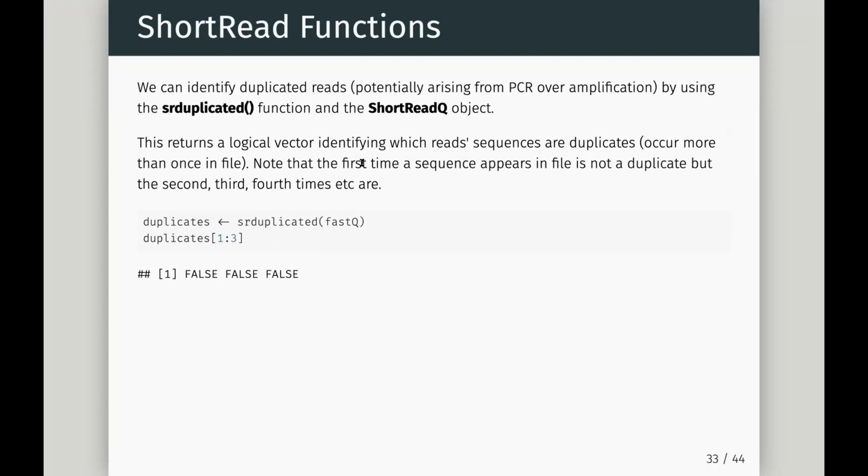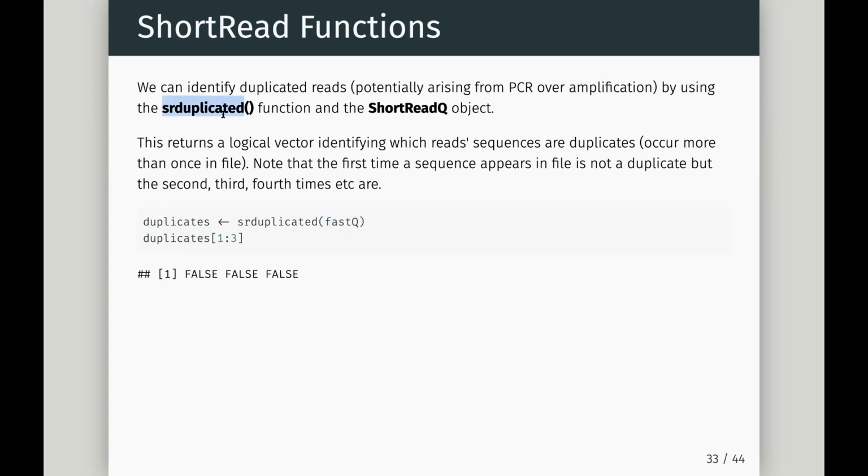If you want to, you can also remove duplicated reads from your file, and you can do this by using the srduplicated function. What this does is actually just return a logical telling whether or not a read is duplicated. So you could use this to take those which are duplicated or those which aren't duplicated, by taking this logical and filtering down the original ShortReadQ object.